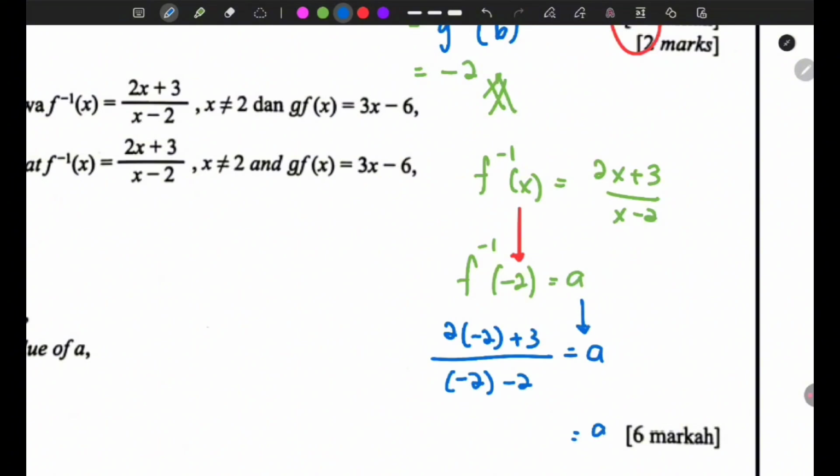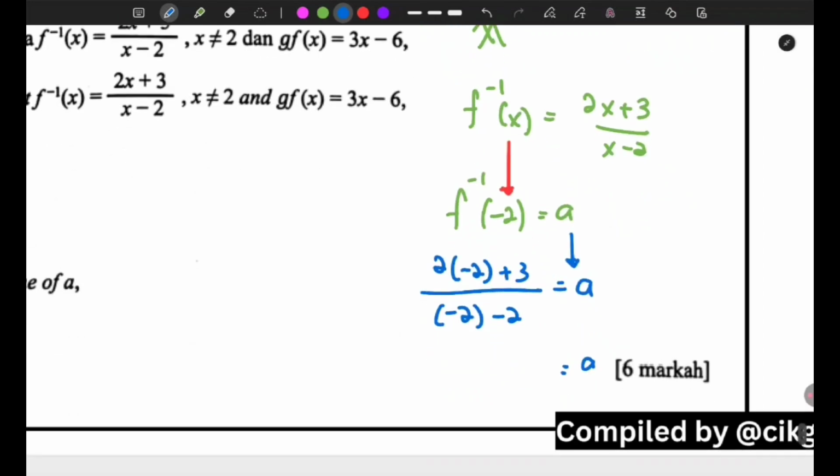So just press your calculator. 2 times -2 is -4. -4 plus 3 is -1. And -2 minus 2 is -4. So it's -1 over -4 is 1 over 4. There you go. I got my a, 1 over 4.